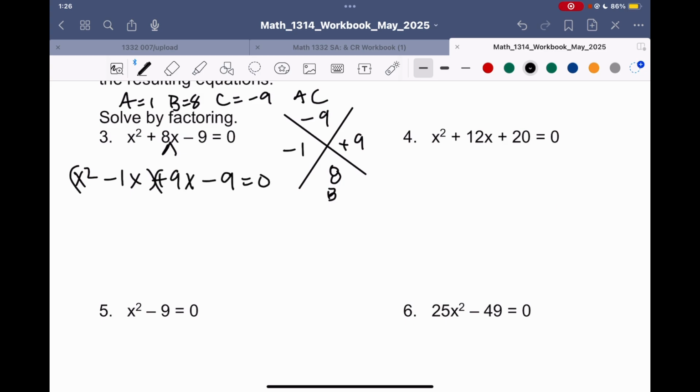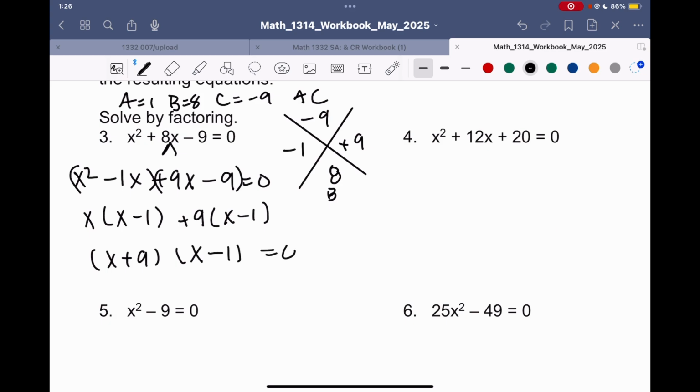Then we're going to group: x minus 1 plus 9x minus 1. And then our factors are going to be x plus 9, x minus 1. I know that there's other ways of doing this. This is just the way that I do it. It works out better. Just trust me.